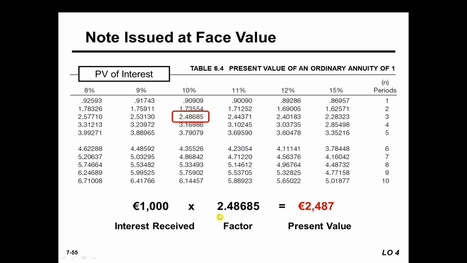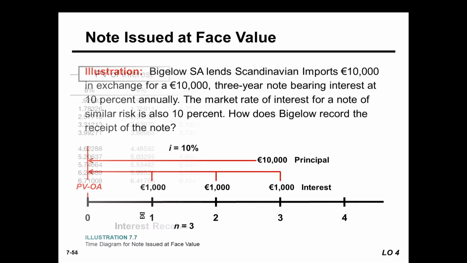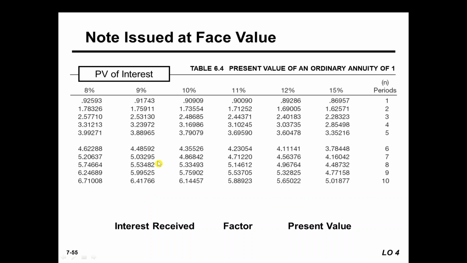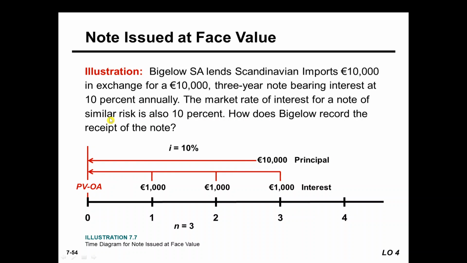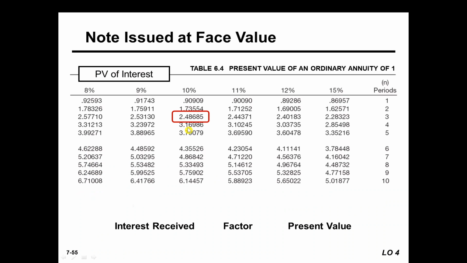You can see that this factor is multiplied by 1,000. 1,000 is the amount of interest that Bigelow receives every year. Why 3? Because it is 3 years. Why 10? Because the market rate, not the interest rate, but the market rate, is 10%.